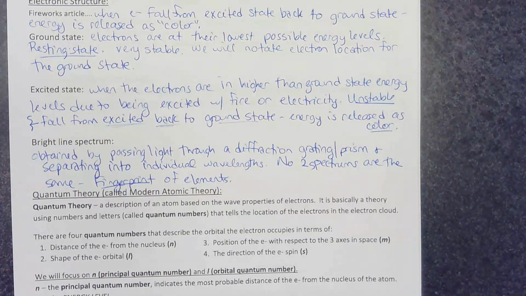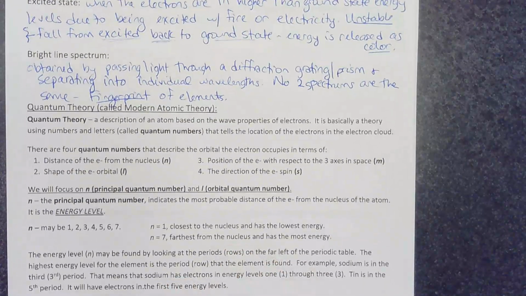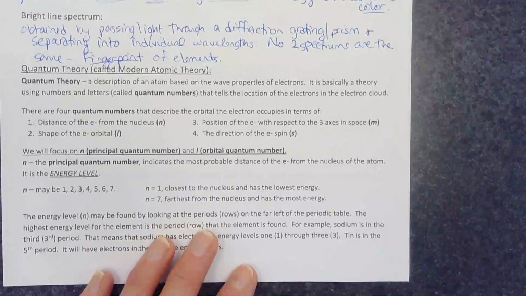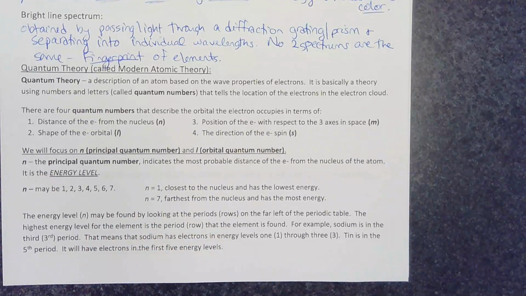Now, all that I've talked about today is actually how we came about with the quantum theory. I can explain it backwards after we already know about it, but unbelievably, all this was observed and then the quantum theory determined. So what is the quantum theory? The quantum theory is the modern atomic theory. It's a description of an atom based upon the wave properties of electrons. It's a theory that uses numbers and letters called quantum numbers.